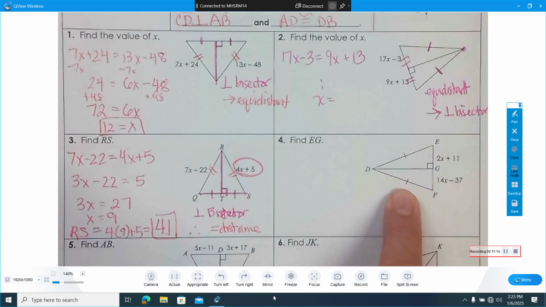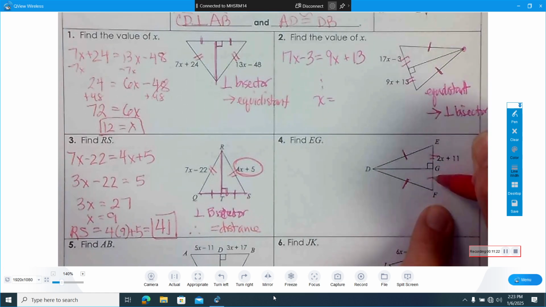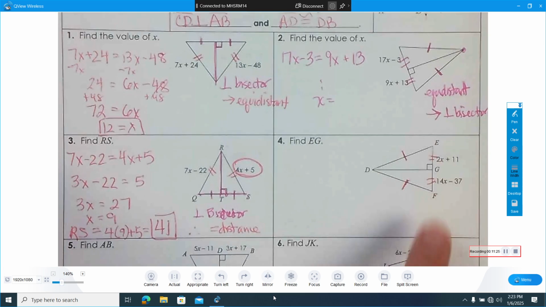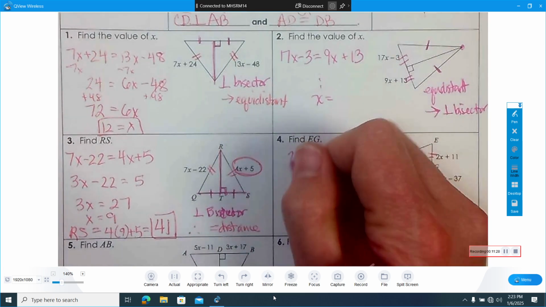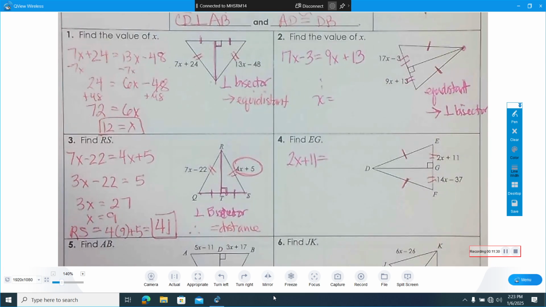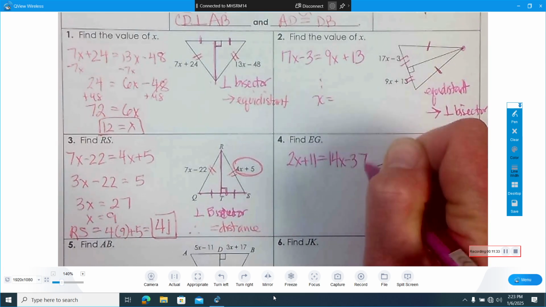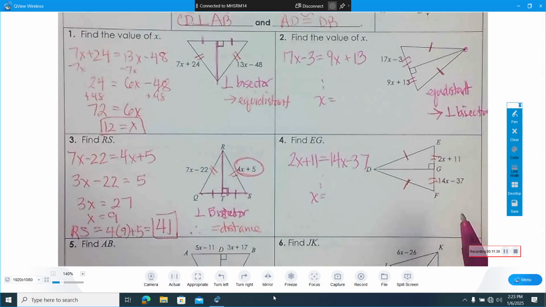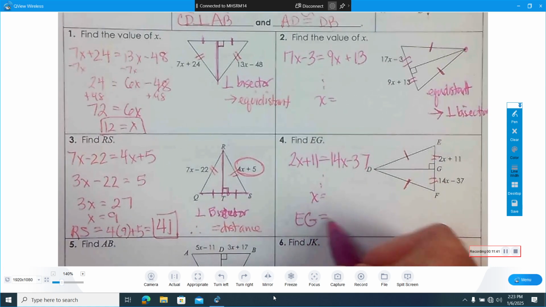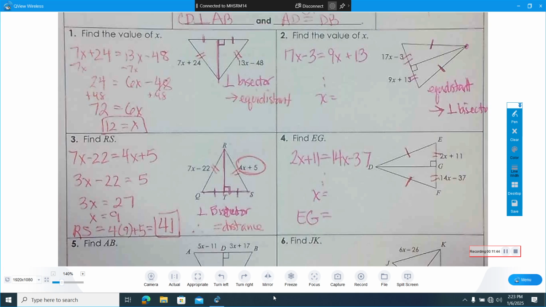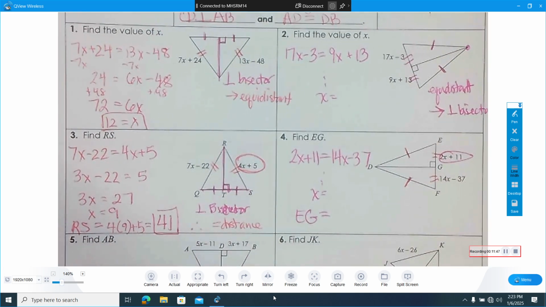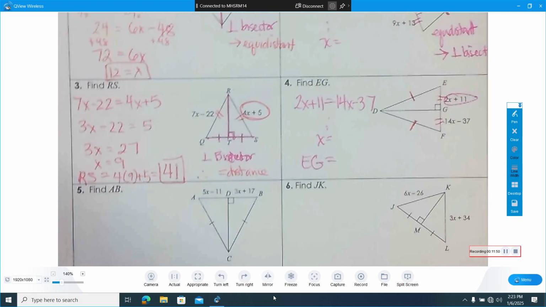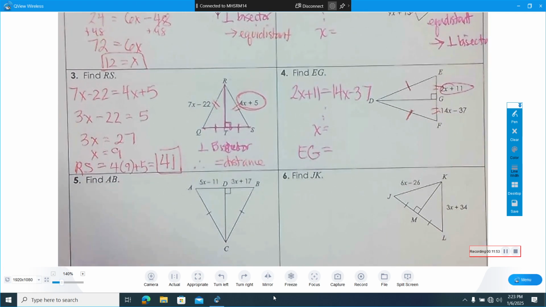All right, over here in this picture, if you imagine my wires are congruent, the distance to the endpoints is congruent, which means I must also have bisected segments. So 2x plus 11 must equal 14x minus 37. And we can solve for x. We don't need to do that right now. And then figure out EG. One more step to plug in and find EG. All right. Are these all seeming like the same thing? Setting them equal, right? Not too bad.